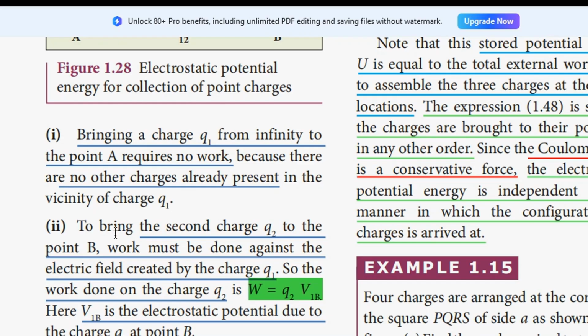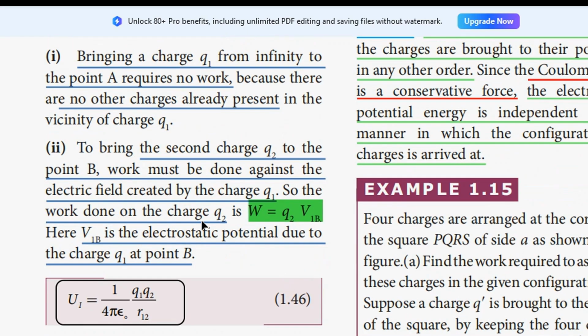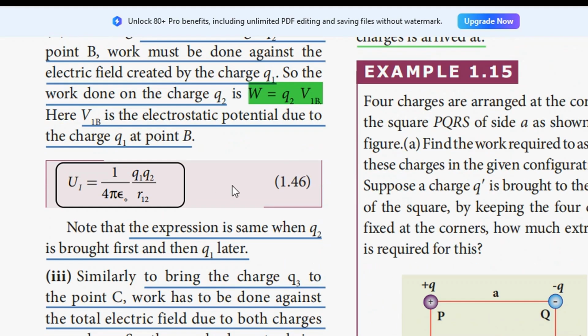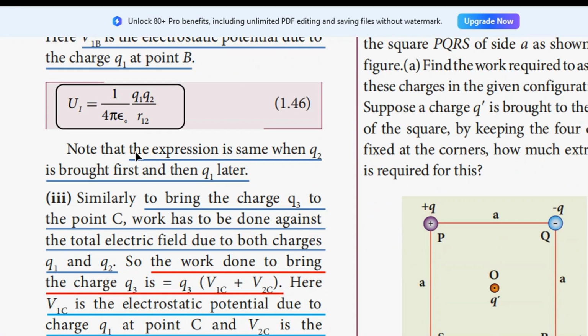But in the second case, to bring the second charge Q2 to the point B, work must be done against the electric field created by the charge Q1. So the work done on the charge Q2 is given by W equal to Q2 times V1B, where V1B is the electrostatic potential due to the charge Q1 at the point B. So you have this equation 1.46. That is, U1 is given by 1 by 4 pi epsilon Q1 Q2 by R12. You see that this expression is the same when Q2 is brought first and then Q1 later.